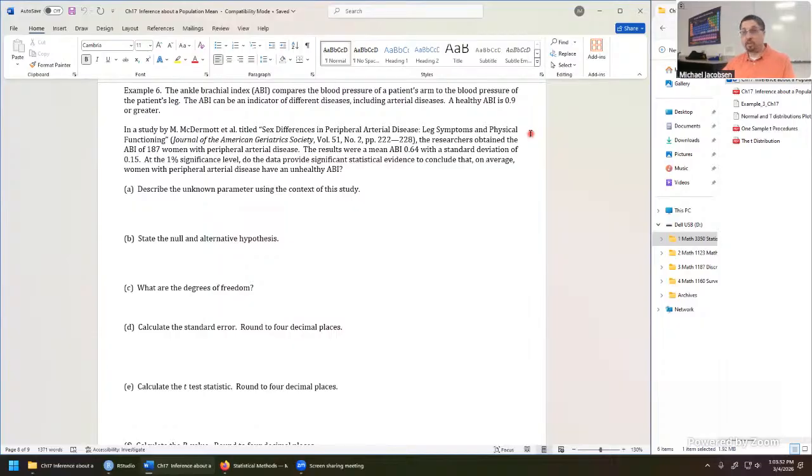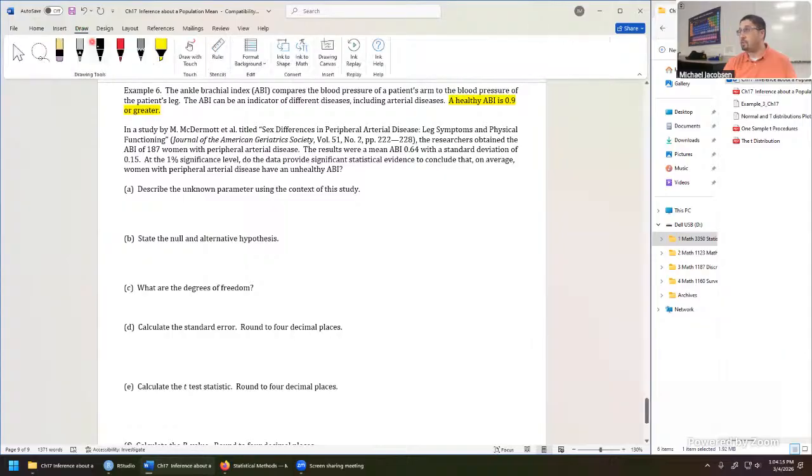But let's refresh on what's going on in the context. We're looking into the ankle brachial index. We'll abbreviate that as just ABI in this problem. It compares the blood pressure of your arm to the blood pressure of the leg, and it's an indicator of different diseases, including some arterial diseases. This looks important. We're told a healthy ABI is 0.9 or greater, and that's going to give us a value.